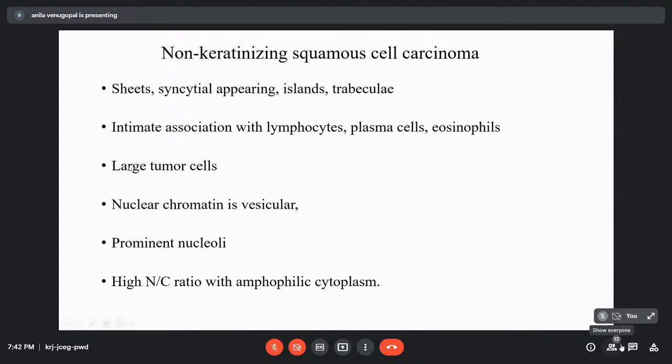The cells are large tumor cells. Nuclear chromatin is vesicular, and the nucleoli are often prominent. These histopathological features matter because, owing to these characteristic features, a lot of differentials come up. When we look under the microscope, if these syncytial appearing cells are broken up by infiltrating lymphocytes into single cells, just imagine, you can have a whole lot of differentials other than a carcinoma coming into your diagnosis. And usually these cells have a high N:C ratio with amphophilic cytoplasm.